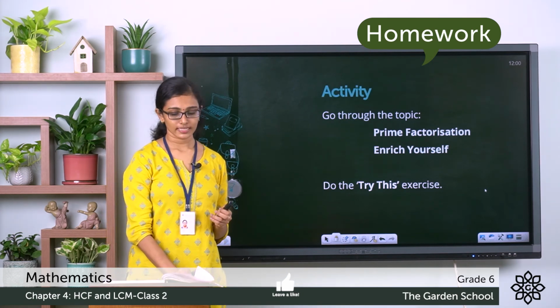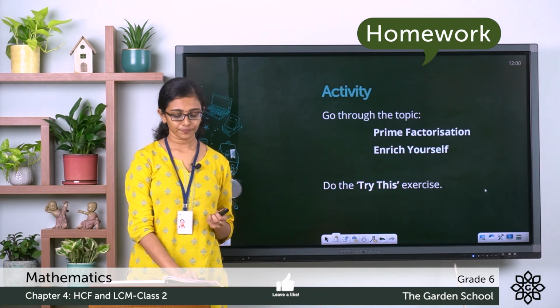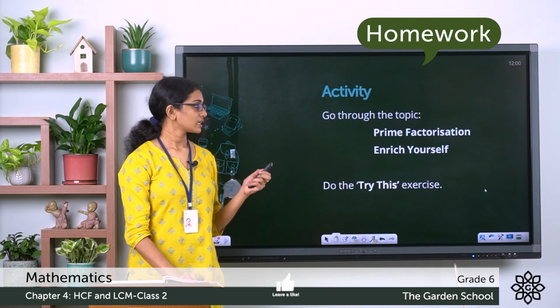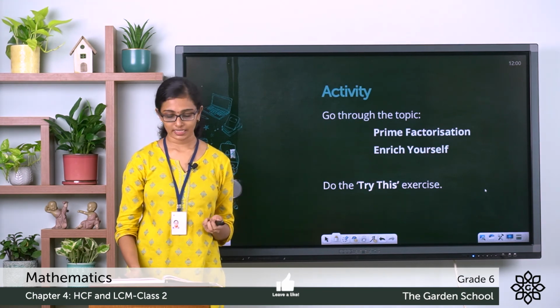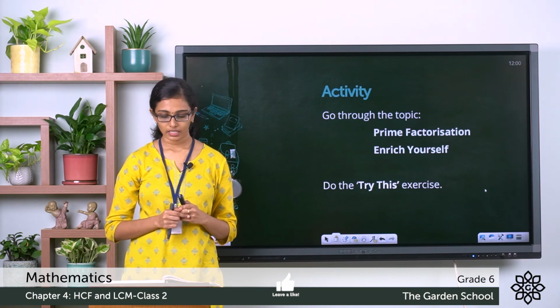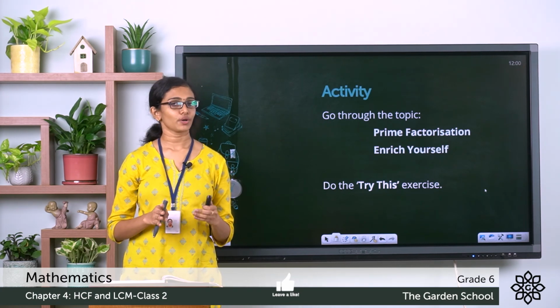So you may go through these topics, that is prime factorization, and there is a heading called Enrich Yourself that is given on page number 50. You may go through these two topics. Then you have to do the Try This exercise given on page number 49. You can write the answer to the exercise in your notebook.